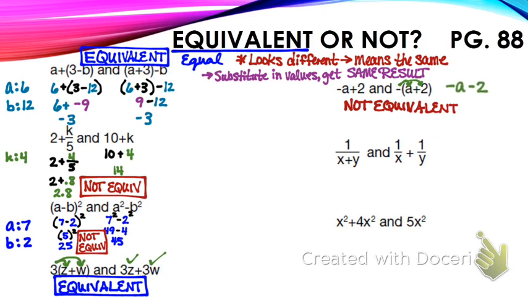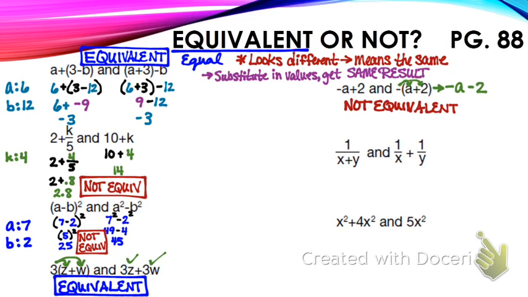What about this one with fractions here? 1 over x plus y. And then 1 over x plus 1 over y. Equivalent or not equivalent? Jose is shaking his head no. Edgar says no. Fabijas says no. Niles says no. Give me some numbers to prove this to me.